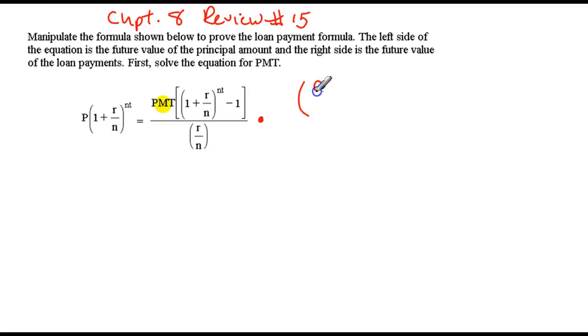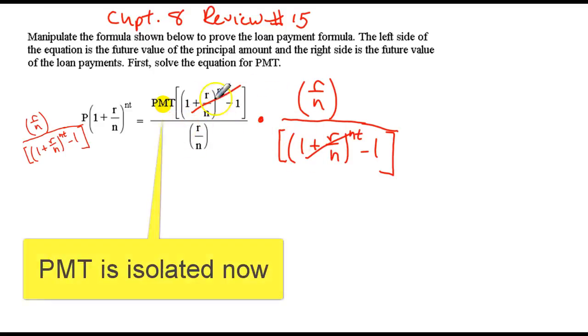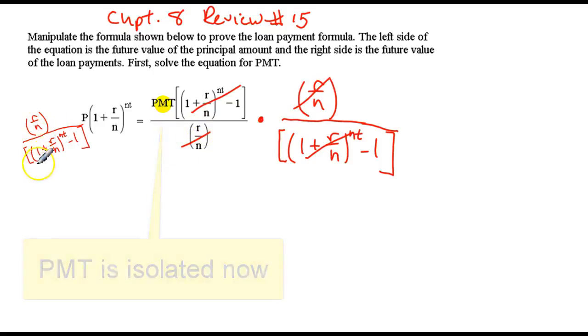The reciprocal of that big complicated thing is just flipping it over, putting whatever was in the top down in the bottom, and whatever was in the bottom up on the top. Now remember, whatever I multiply by on the left, I have to also multiply by on the right, and vice versa. But look what happens over here on the right, everything cancels. So I end up with an r over n on the top, and then this 1 plus r over n to the nt minus 1 in the bottom.